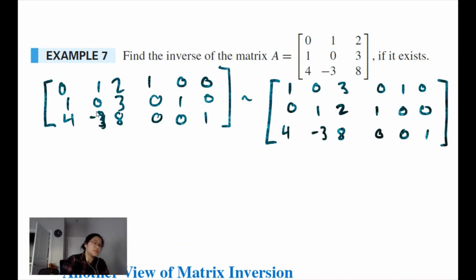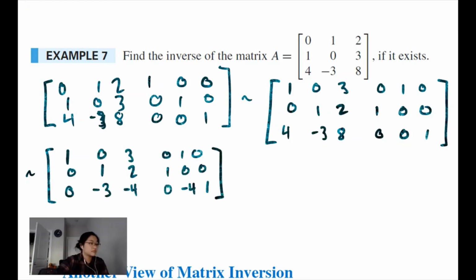What should we do next? We should probably eliminate that 4. So what do we get? Actually, this is going to make this really long. Here, let me pause this, do it, and then we'll see if we agree. Row 1 times negative 4 plus row 3.